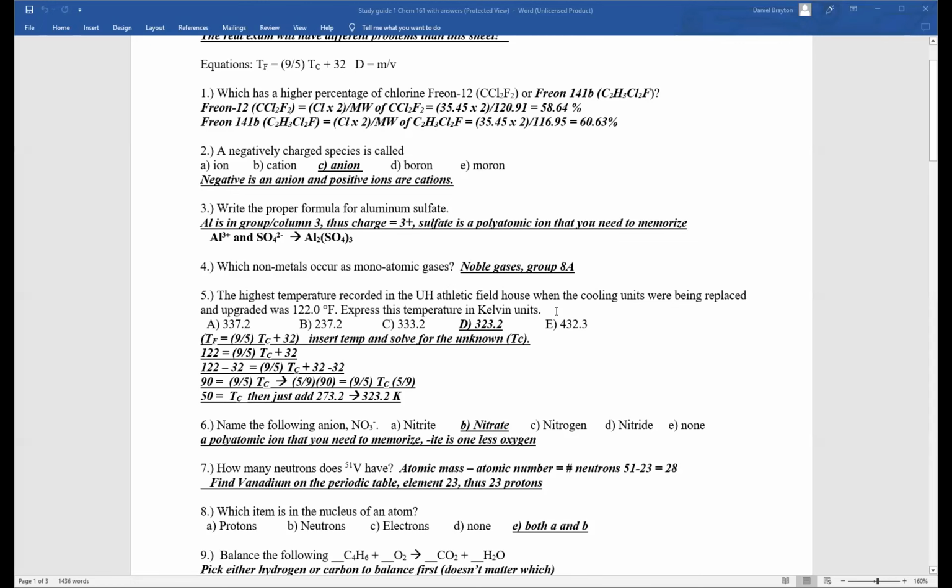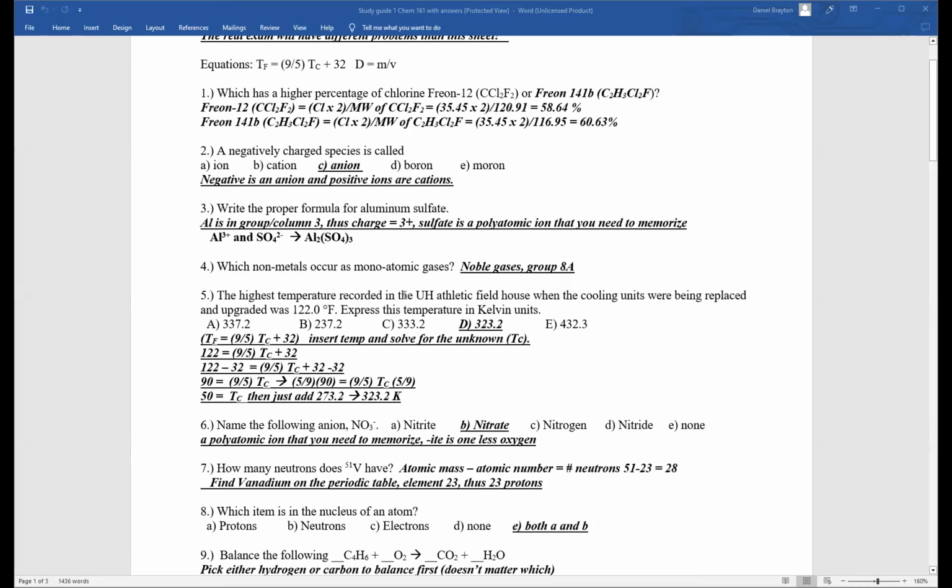Okay, so if you're watching this now, we started a little late because I forgot to hit record. There'll be one of these temperature ones on the test. I forget if I put two on there.